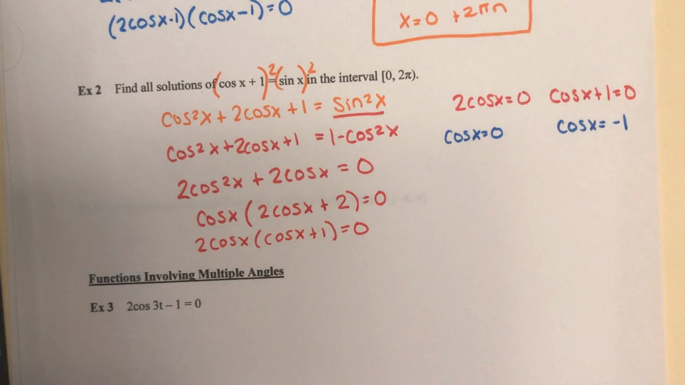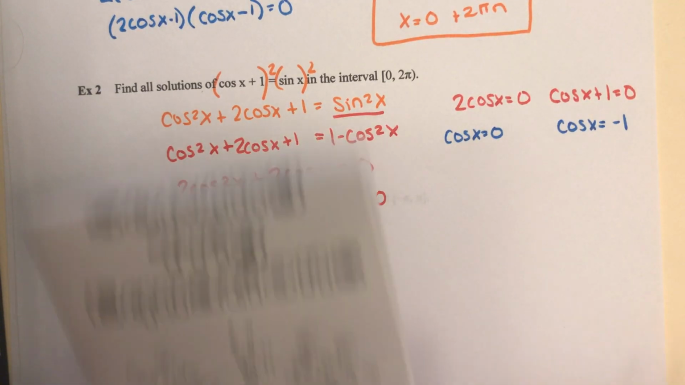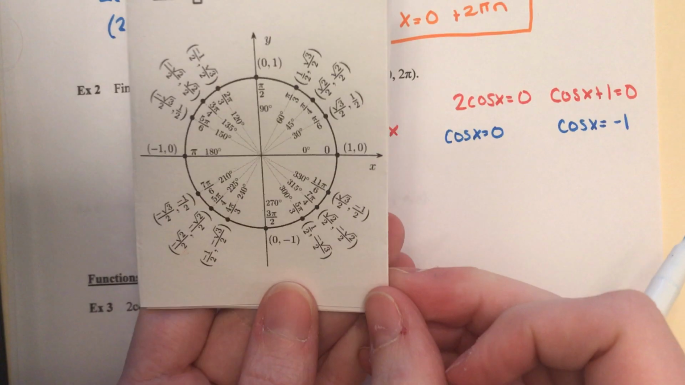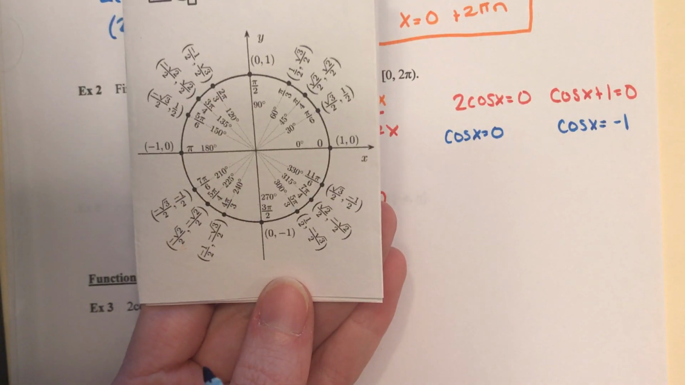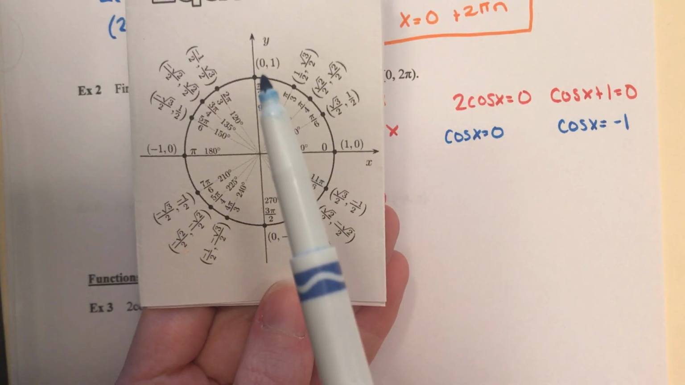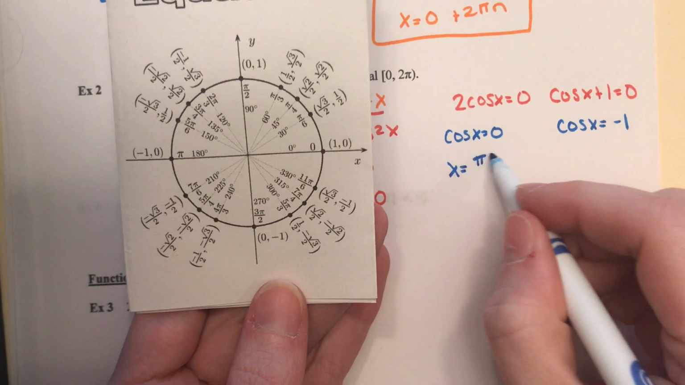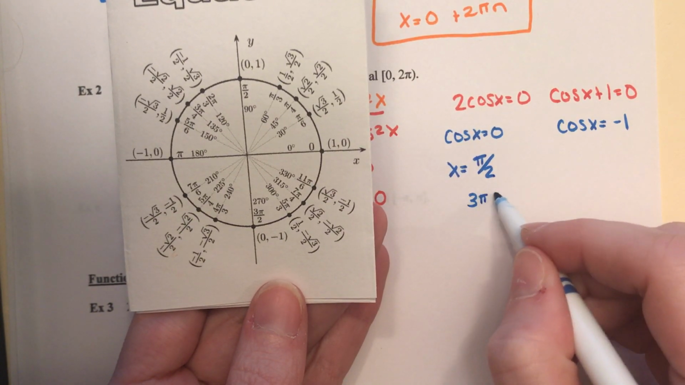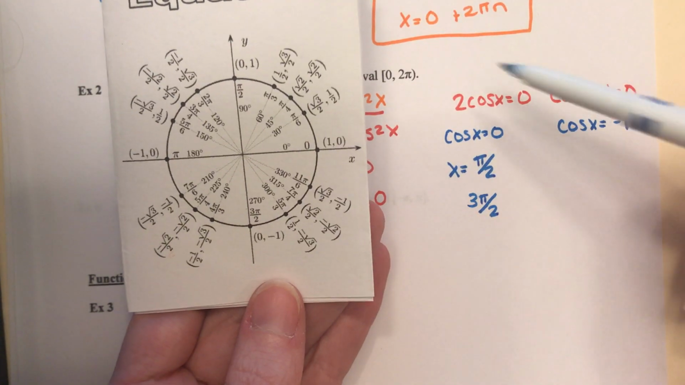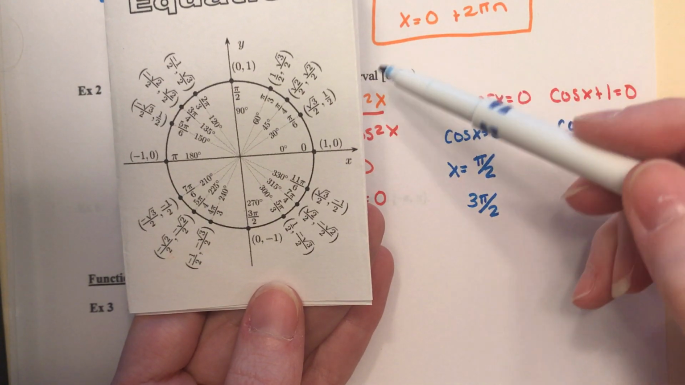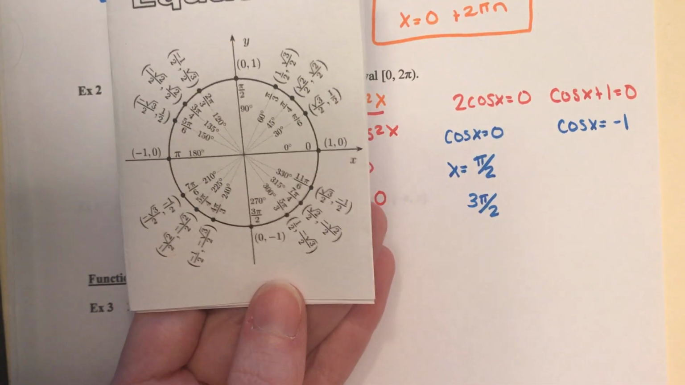So now I'm going to look at my unit circle. First, let's start with 0. So cosine is the x, and I want to know where cosine equals 0. And that would be at pi over 2 and at 3 pi over 2. And those repeat every 360, but we're just looking at the answers between 0 and 2 pi, so I don't have to add that in.